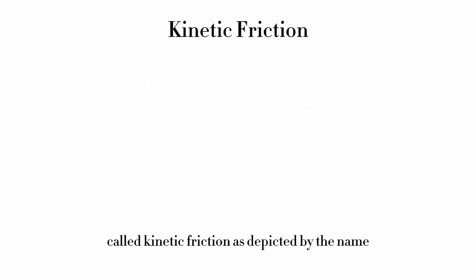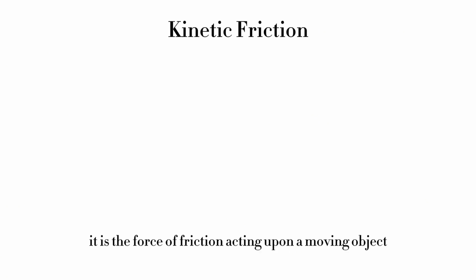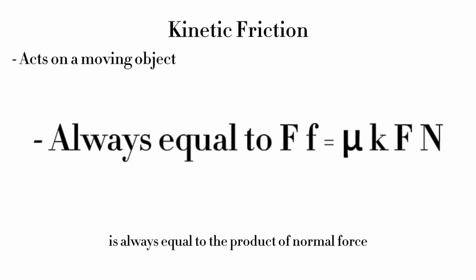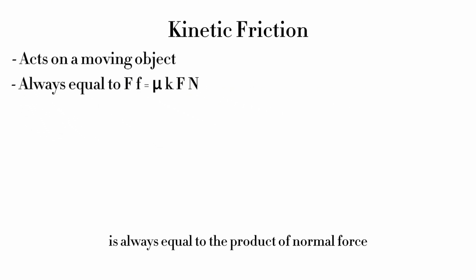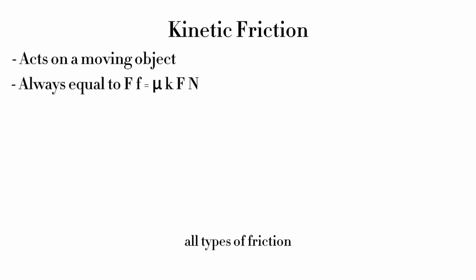There's another type of friction called kinetic friction. As depicted by the name, it is the force of friction acting upon a moving object. Kinetic friction is always equal to the product of normal force and the coefficient of kinetic friction. All types of friction act in the opposing direction of motion or attempted motion. This slows down the motion of the object.